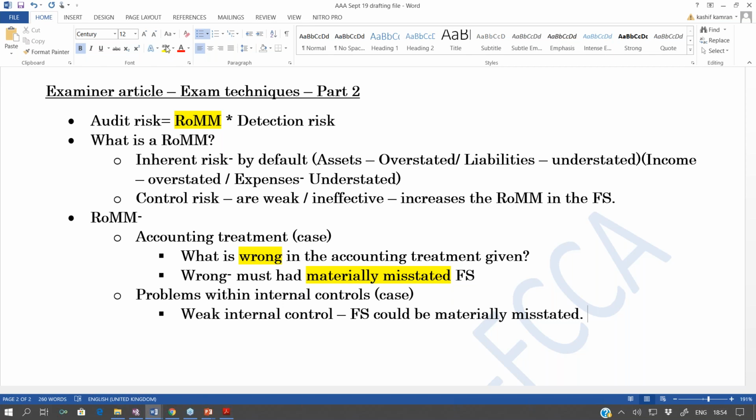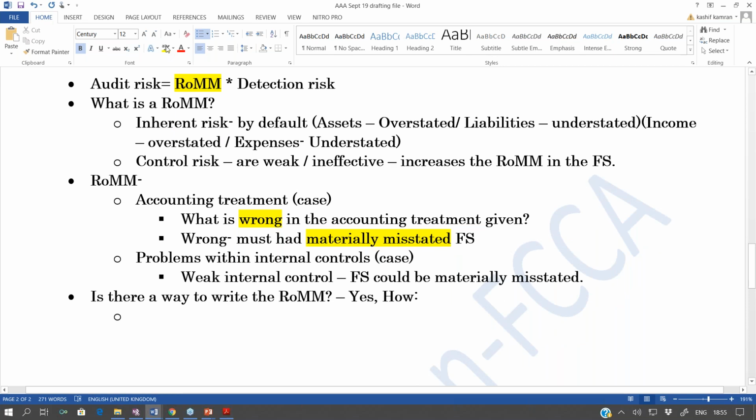Now, when you look at the risk of material misstatement, which relates with inherent risk, which is mostly the accounting treatments in the exam paper, and then the problems relating to the internal controls, which is like weak internal controls in the case study, is there a way to write the risk of material misstatement in the exam paper? And the answer is yes. And the answer is in the examiner article, which we are reading just now. Is there a way to write ROMM in the exam paper? Yes. Let's see how.